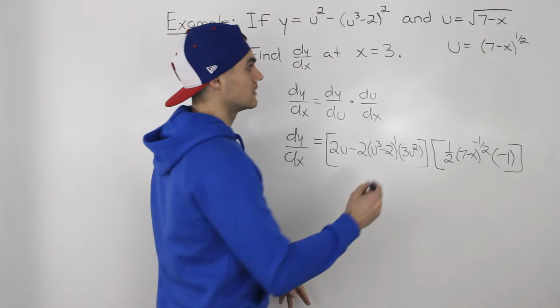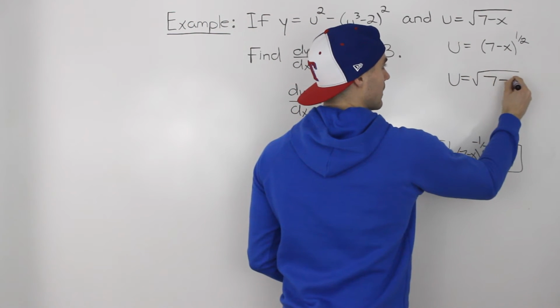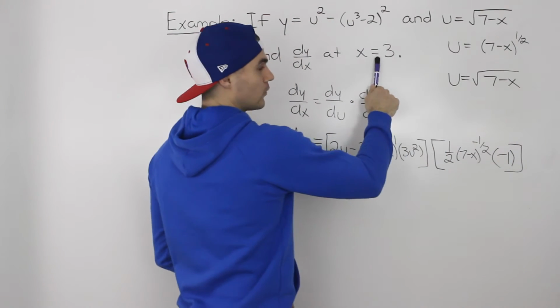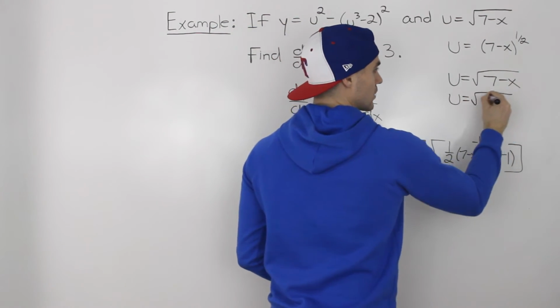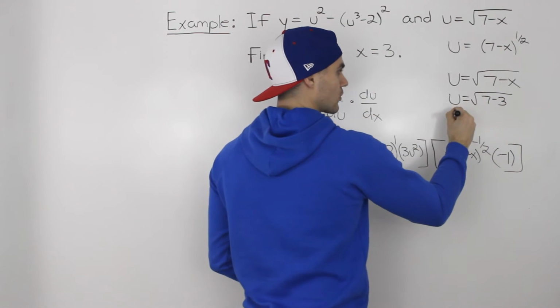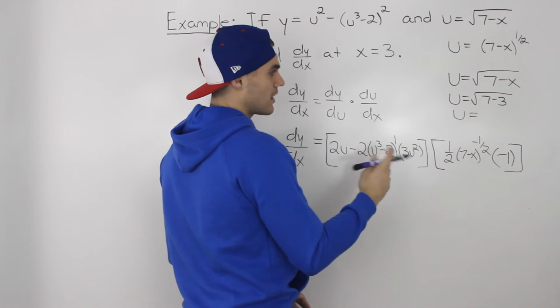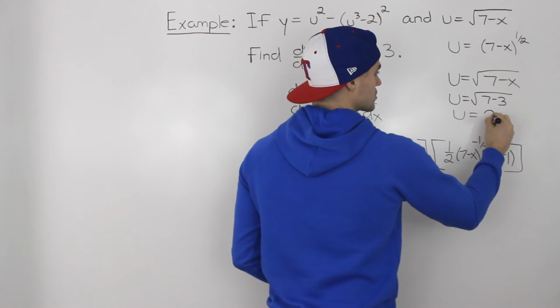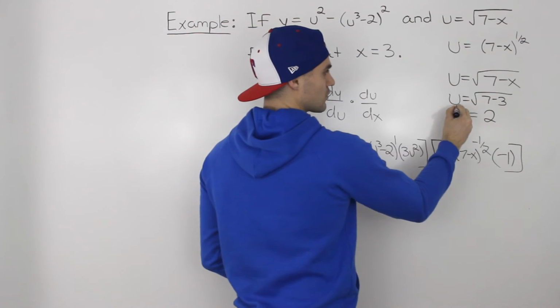So here's what I mean. So we know u is equal to the square root of 7 minus x. Well, when x is 3, u is just going to be the square root of 7 minus 3. 7 minus 3 is 4, square root of 4 is 2. It's technically plus or minus 2, but let's just assume it's positive 2 in this case. So u is equal to 2 when x is equal to 3.